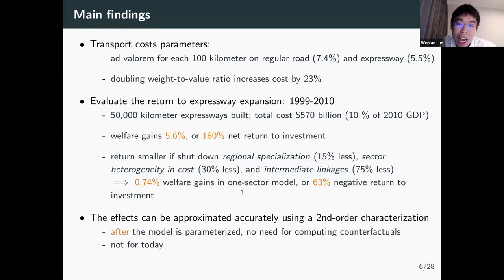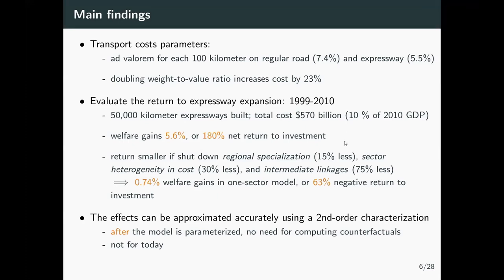But if you think about how it's being used, it's already in the model, because the trade has to happen through ground transportation, which uses those roads. So do I understand correctly that the return is the comparison of the transport from A to B after the investment relative to before? Yeah, basically. So the cost of the capacity is not taken into account. Correct. Let me be precise. The return is the change in the expressway network from 1999 to 2010. Okay, got it. And then what is the total welfare gains?